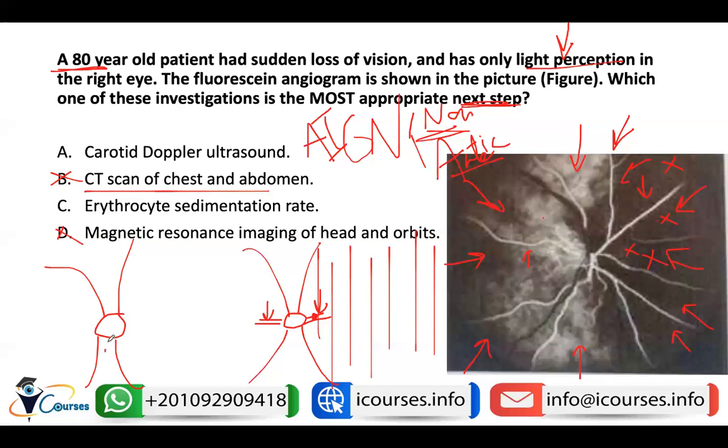There is an array of short posterior ciliary arteries that are distributed around the circumference of the optic disc. These short posterior ciliary arteries are giving branches to the optic disc. They are called para-optic branches. These para-optic branches undergo ischemia. So what happens when these blood vessels undergo ischemia? This will cause delayed optic disc filling. So again, there will be delayed optic disc filling and normal choroidal circulation. So this will be the differentiating feature.